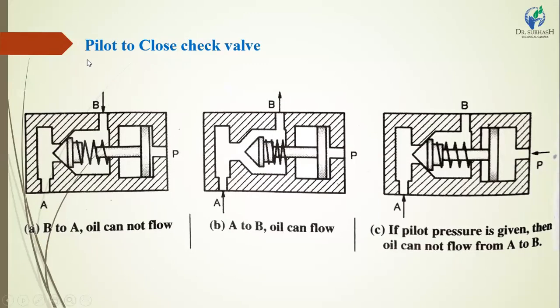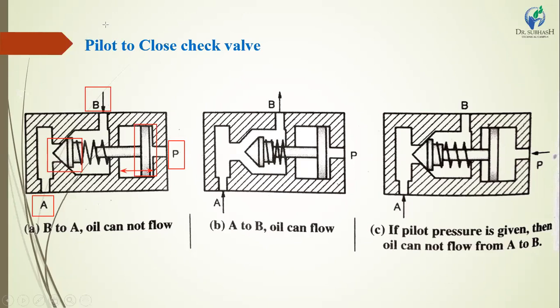Next is a pilot to close check valve. There is a difference between pilot to open and pilot to close valve. The conical poppet and this pilot pressure are on the back side of the check valve. Here point A is directly connected to a hydraulic circuit, point B is connected to a hydraulic circuit, and point P is connected to a hydraulic pump. Here the conical poppet is attached and the piston movement arrangement is given in a reciprocating motion, between the area of the pilot close check valve.